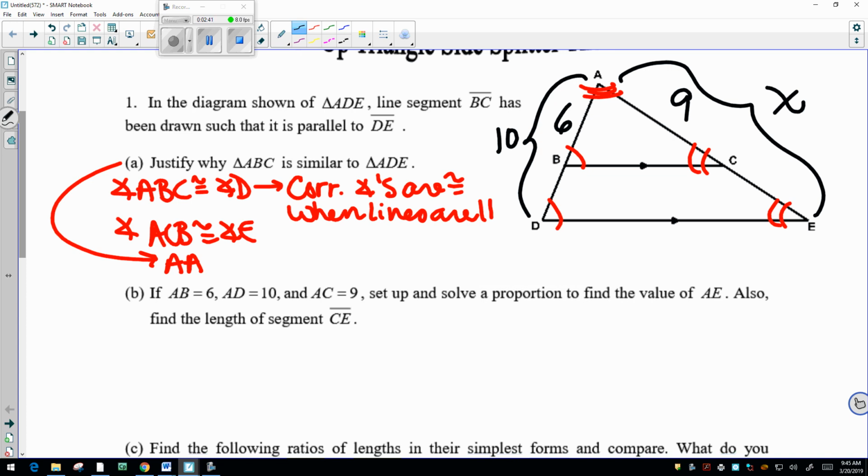1.66. I'm sorry? 1.66. I don't know, I totally guessed that one. Okay. Proportion.